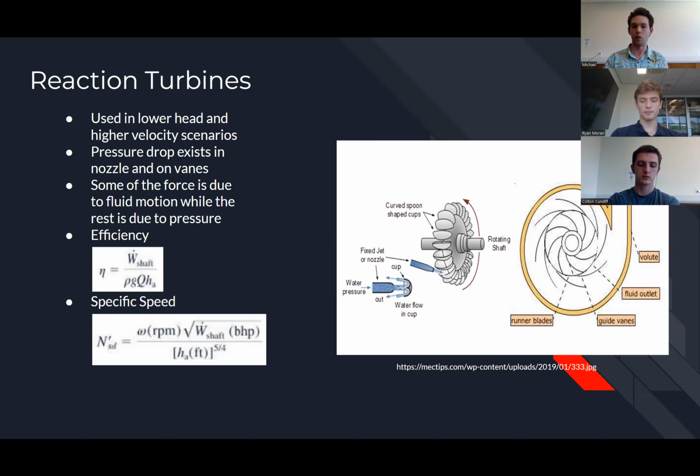And we have a couple of equations, the first of which is the efficiency, which depends on the work of the shaft, the density of the fluid, gravity, the flow rate, and the height. And then we also have specific speed, which is a non-dimensional quantity that depends on the angular velocity, the work of the shaft, and height.